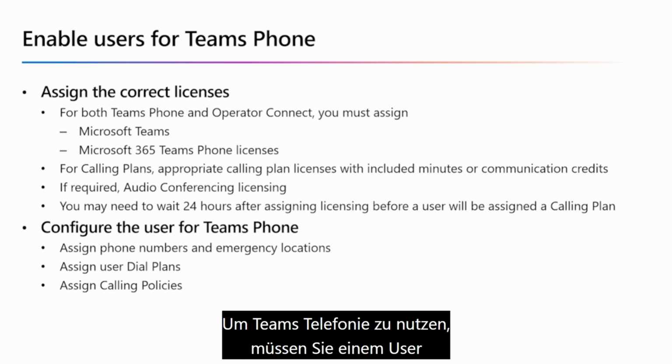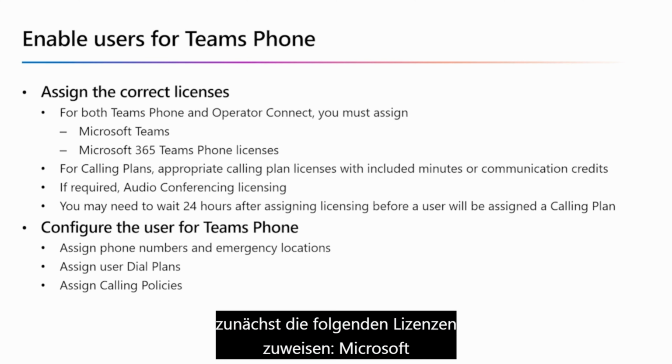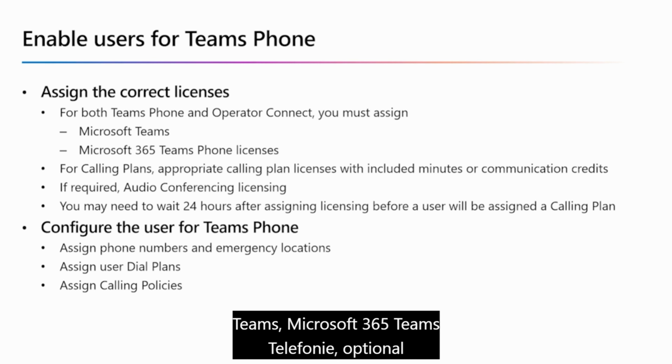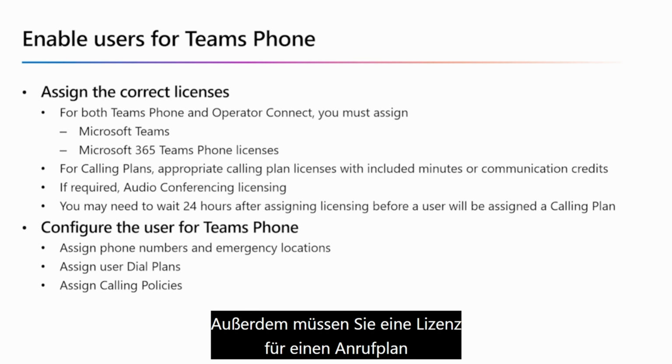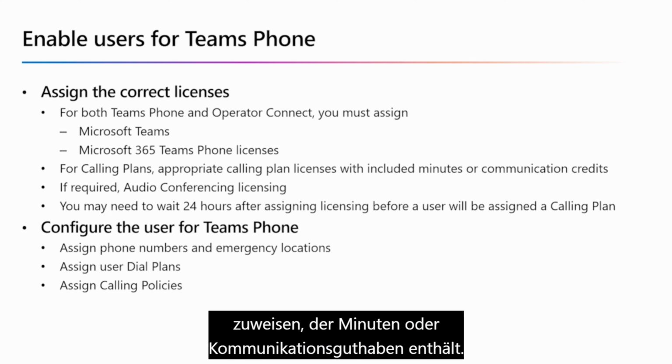To use Teams Phone, you will first need to assign the following licenses to a user: Microsoft Teams, Microsoft 365 Teams Phone, and optionally audio conferencing or audio conferencing pay per minute. You will also need to assign a calling plan license with included minutes or communication credits.